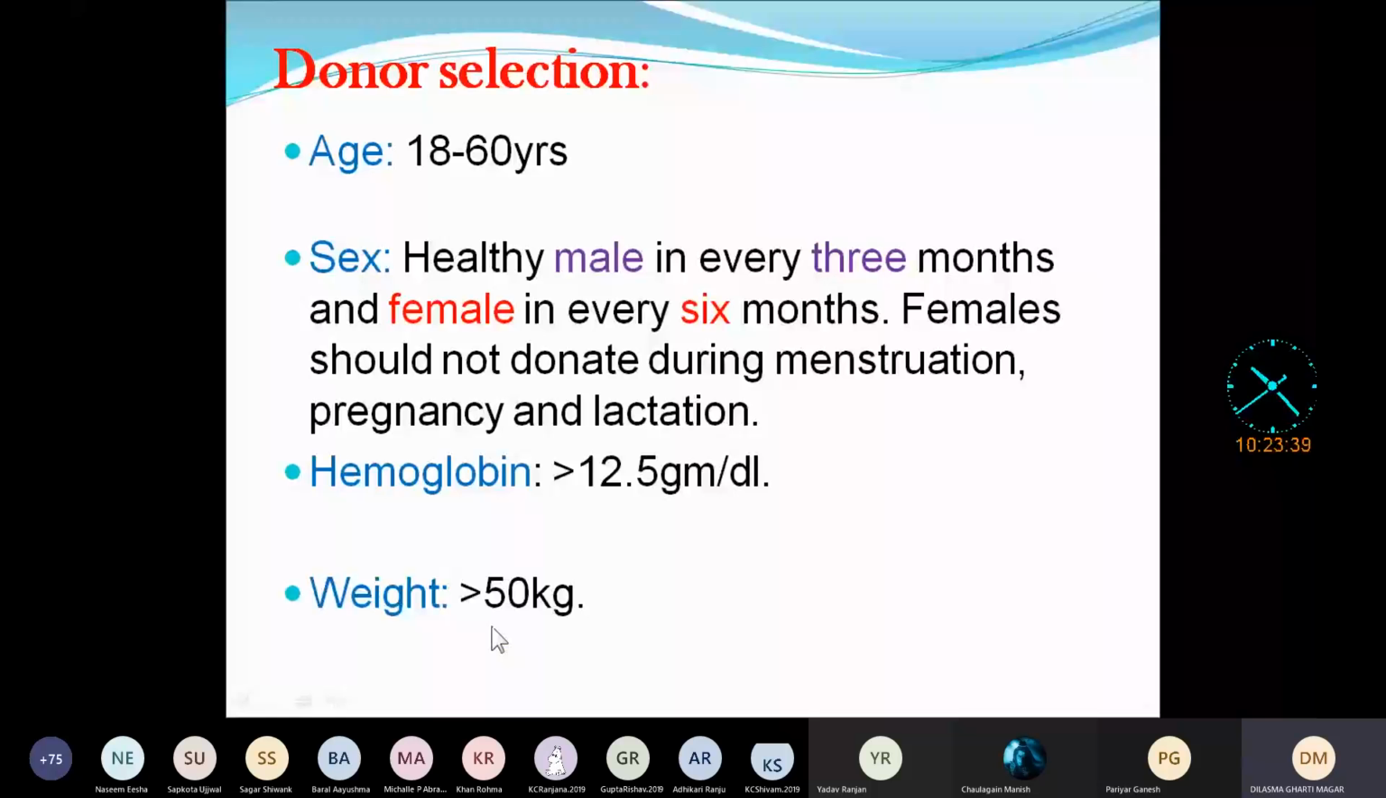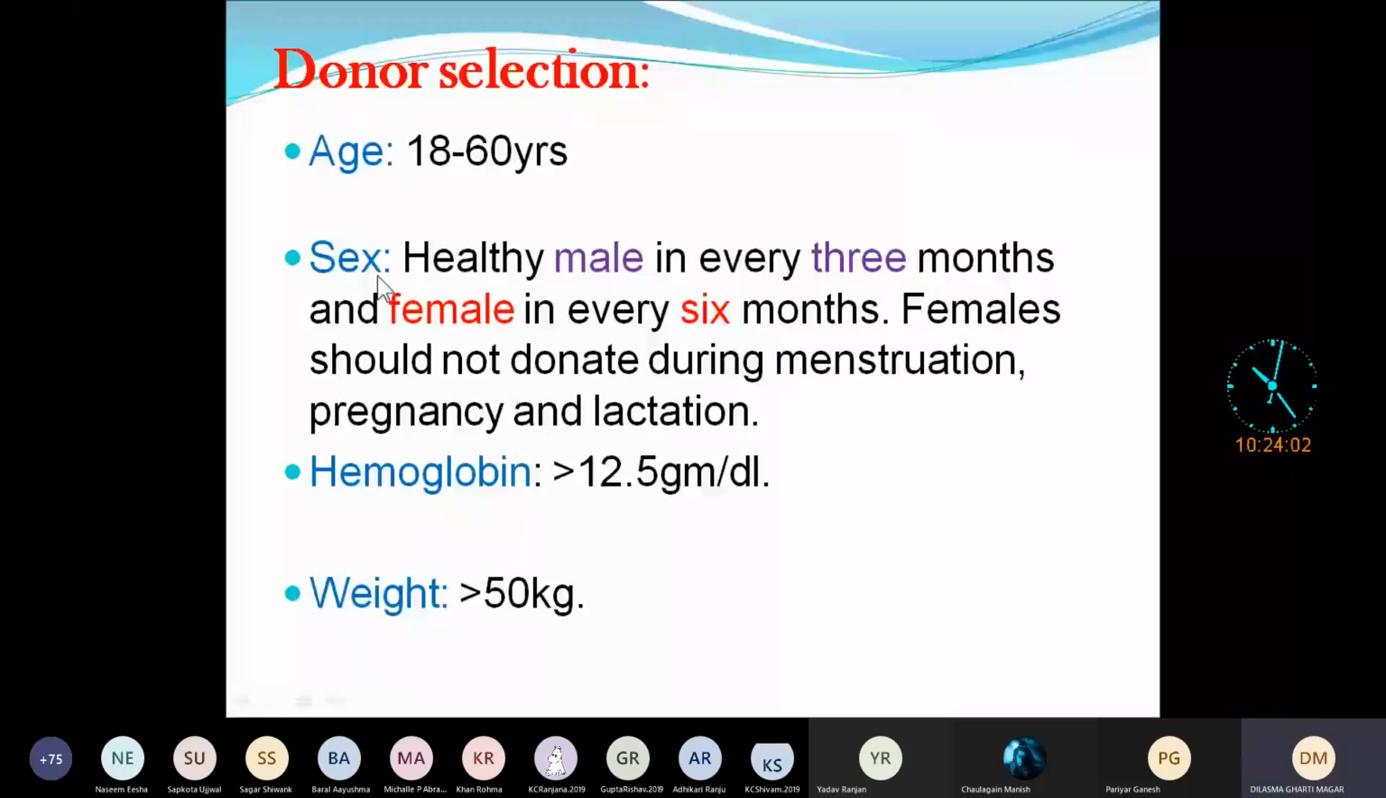For the donor selection, age has to be 16 to 60 years, or sorry, 18 to 60 years. Somebody can donate on their 18th birthday also. 18 years to 60 years one can donate the blood. And then how many times can they donate the blood? Healthy males can donate the blood every 3 months.